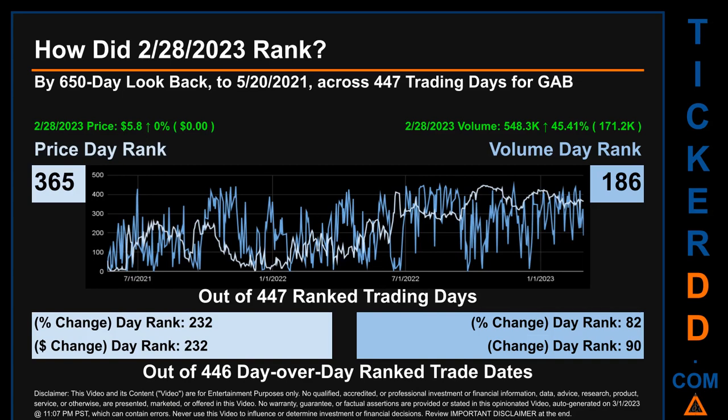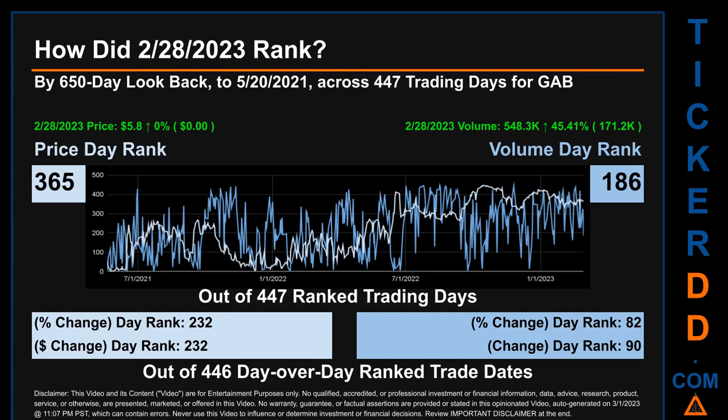How did February 28, 2023 rank for GAB by 650 calendar day? Look back to May 20, 2021, across 447 trading days, of which February 28, 2023 price ranked 365 while its volume ranked 186. Each of the 447 trading days were ranked amongst themselves by highest end of day price and volume, with a rank of 1 being the highest and 447 being the lowest ranked day.